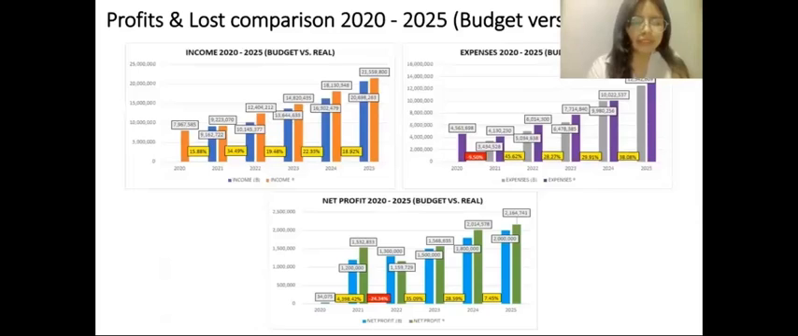Well, about this profits and loss comparison from 2020 to 2025. As you can see, we have two graphs. The first one presents the comparison of the budget with the actual result of our income from the year 2020 to the year 2025. We have had no problems. The results are increasing and the actual result exceeds the budget ones.